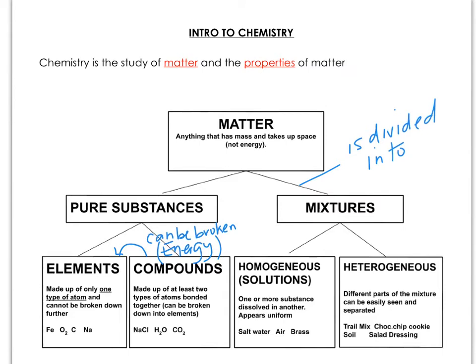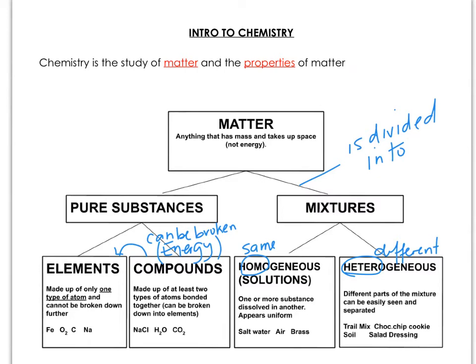And there's two types of mixtures. There's homogeneous mixtures and heterogeneous. Now homo means same and hetero means different. So when you have homogeneous mixtures, we call them solutions, and it looks like one substance. It's uniform, but it could be at least two substances where one is dissolved in the other, but at least two substances are involved. For an example, salt water. So you've got salt dissolved in water.